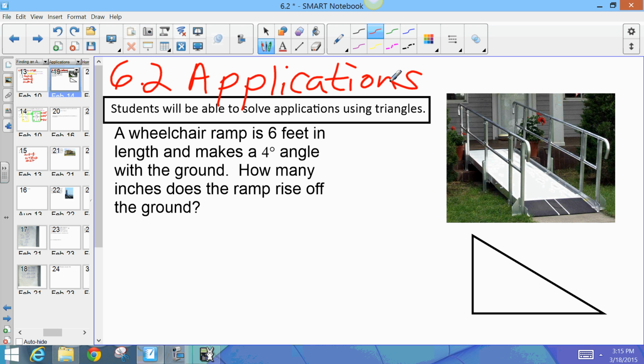So for my first problem, a wheelchair ramp is 6 feet in length and makes a 4-degree angle with the ground. How many inches does the ramp rise off the ground? All right, so here I have a picture of a wheelchair ramp, and here is my right triangle.